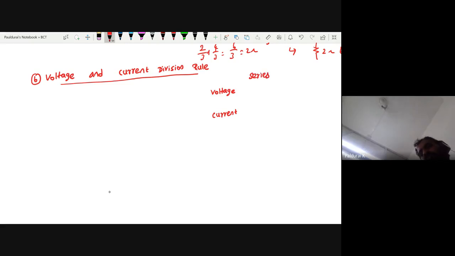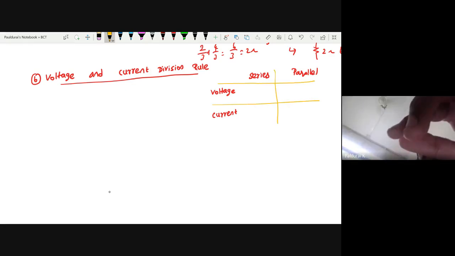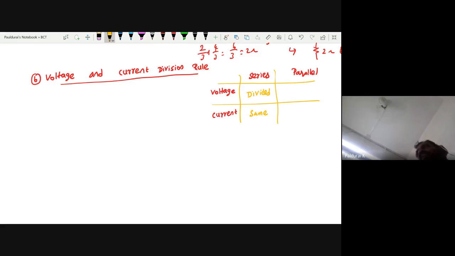We would have made a table column like this. Can you remember this? When will voltage be divided, in series connection or parallel connection? In series connection voltage will be divided, but current remains the same. Whereas in parallel connection, voltage remains the same, but current will be divided.